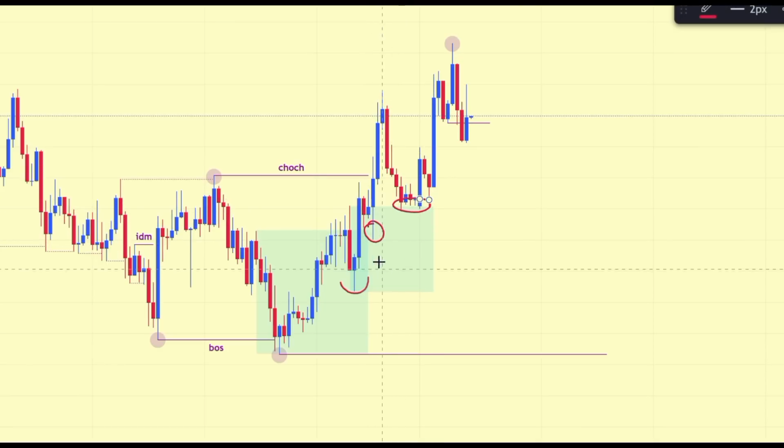The reason why it's not from here but rather from here is because this initial mitigation was by an invalid pullback, and a mitigation by an invalid pullback is usually considered an invalid mitigation. So this means the valid mitigation was from this one here, because this one here was a valid pullback.